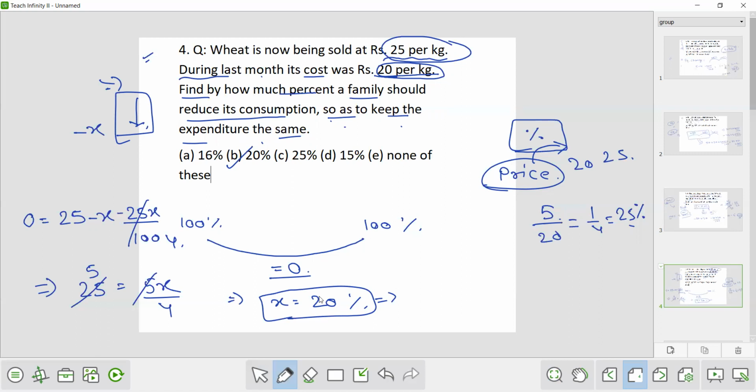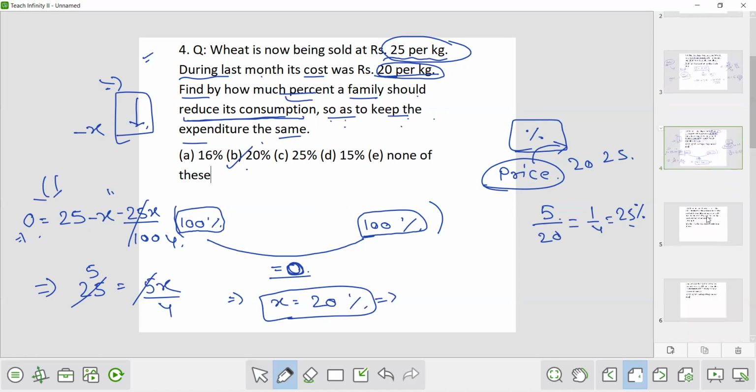Again, I will explain it to you. Look, here it is saying by how much percent a family should reduce its consumption so as to keep the expenditure the same. Meaning there is no change in expenditure. If the expenditure earlier was 100%, the final expenditure will remain the same, that is 100%. So the equivalent change is 0. So I have equated this with 0, and we find the value of x, that is 20%. So that is your answer. Fine.